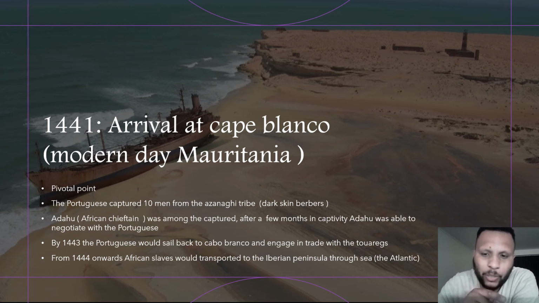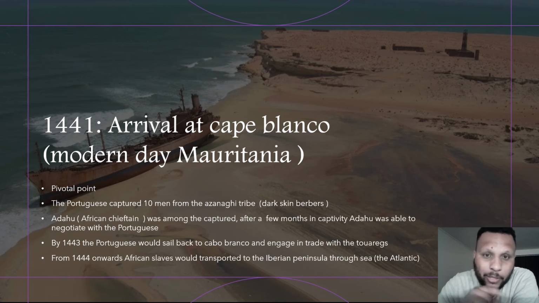They managed to communicate with Adahu. Adahu promised them gold and slaves, and so they brought him back to Cape Blanco, modern day Mauritania. Adahu managed to escape, but the Portuguese were still able to make deals with Tuaregs, or let's say African Moorish tribes, Muslims in this region of Africa, which brought to them dark-skinned Africans from the Senegambia region. From this point on, the Portuguese would start to traffic Africans from West Africa to southern Portugal.